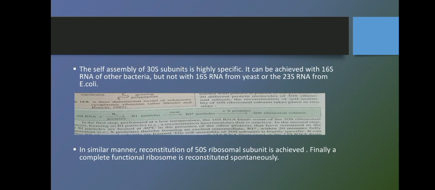The self-assembly of the 13S subunit is highly specific. It can be achieved with the 16S ribosomal RNA of other bacteria, but not with the 16S RNA from yeast or the 23S RNA from E. coli. In a similar manner, the reconstitution of the 15S ribosomal subunit is achieved. Finally, a complete functional ribosome is reconstituted spontaneously. And these are all about the reconstitution experiment of the ribosome.